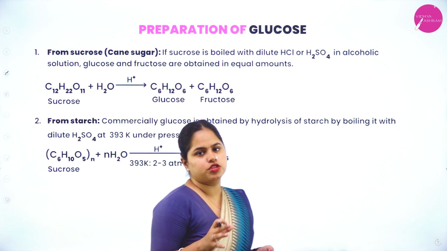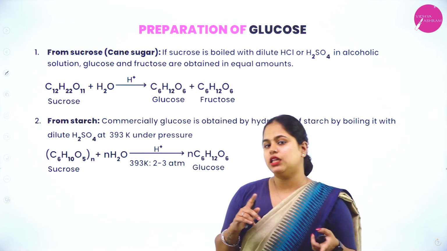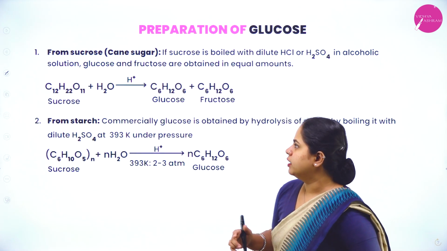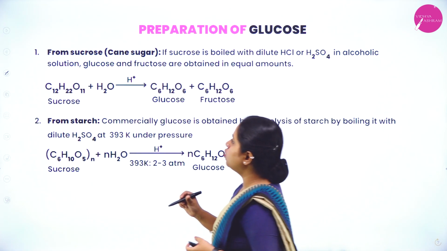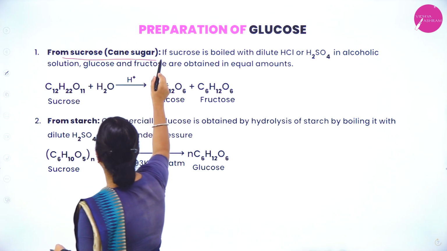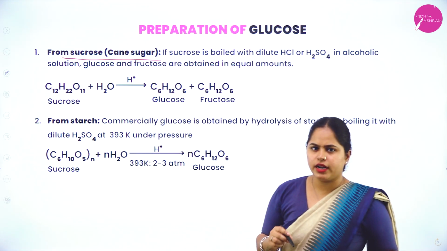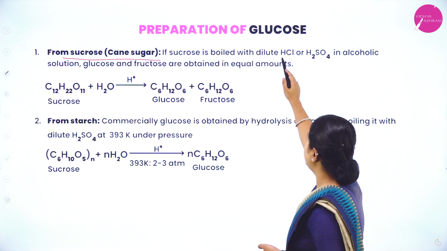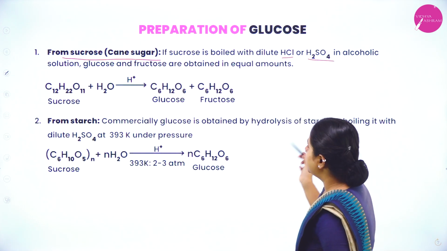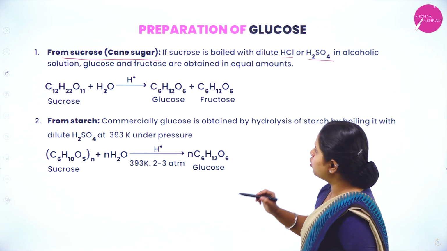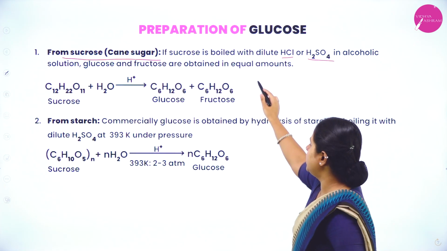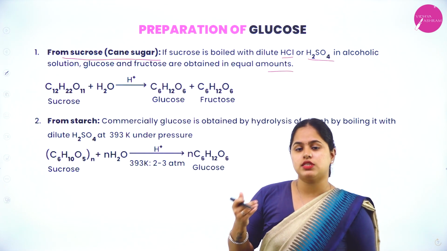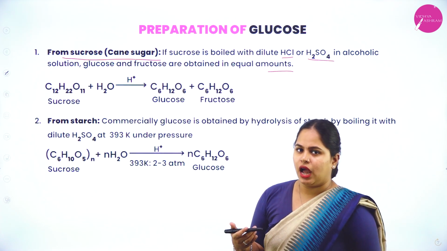So, first we are going to start with glucose. We are going to study the preparation and the structure of glucose in detail. Okay. So, the first one is from sucrose, which is also called cane sugar. Right, the first method is from sucrose. If sucrose is boiled with dilute HCl or H2SO4 in alcoholic solution, glucose and fructose are obtained in equal amounts. So, glucose and fructose are obtained when sucrose is boiled in the presence of an acid, right?